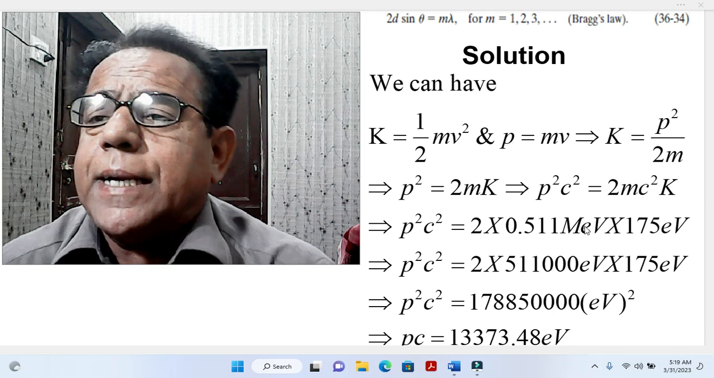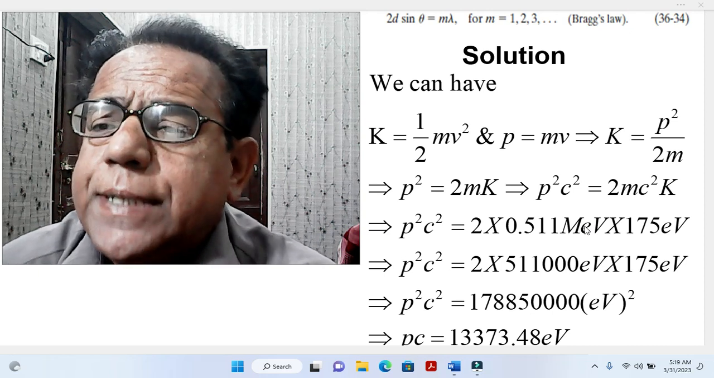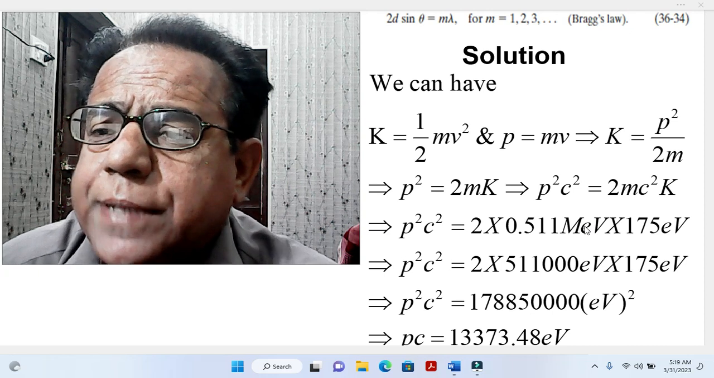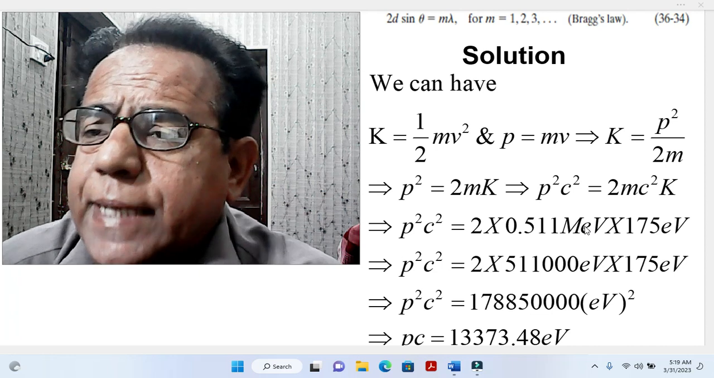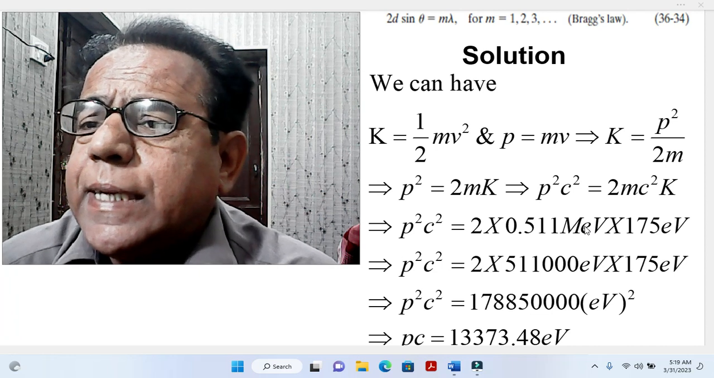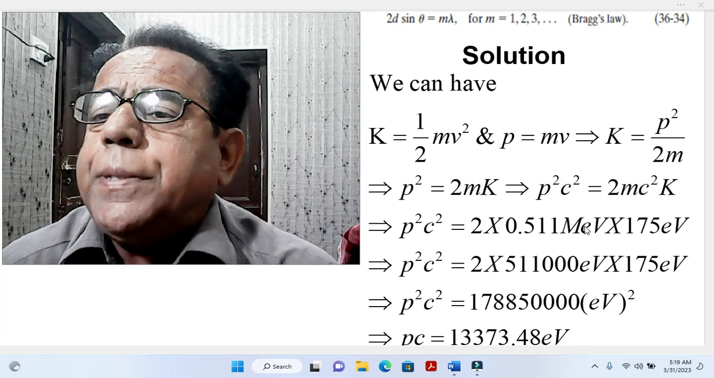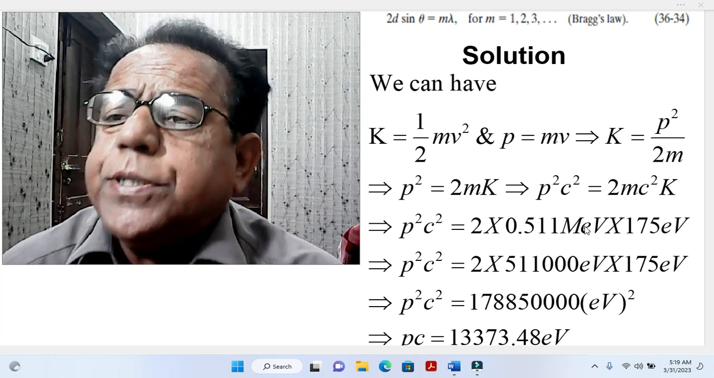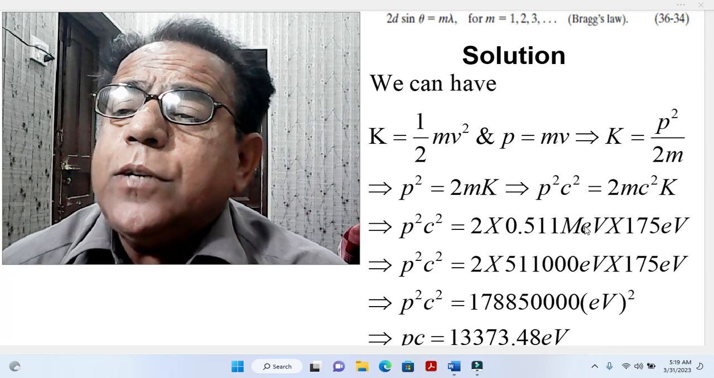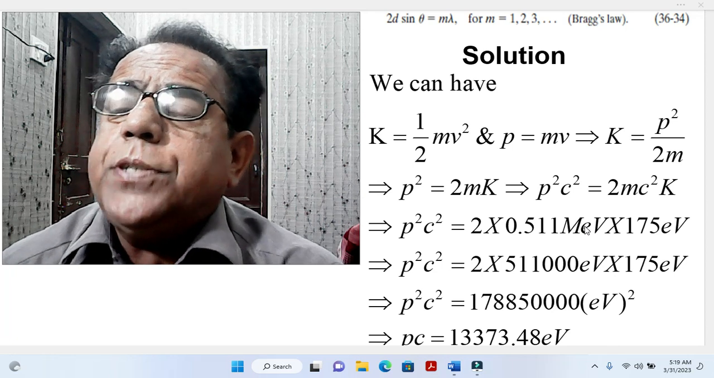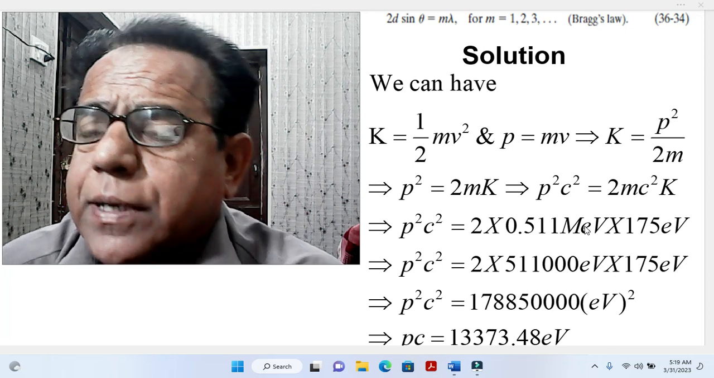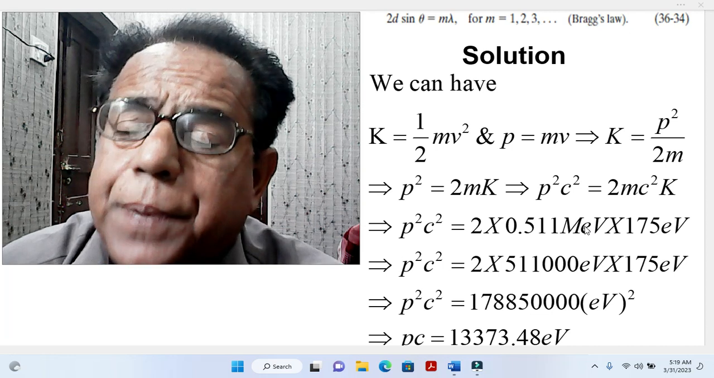This implies that if we multiply both sides with c square, then this expression takes the form p square c square equal to 2mc square k. This implies that p square c square is equal to 2 into m. In place of m, we have used the value which is included in two different tools which have been included in our earlier part of this problem.